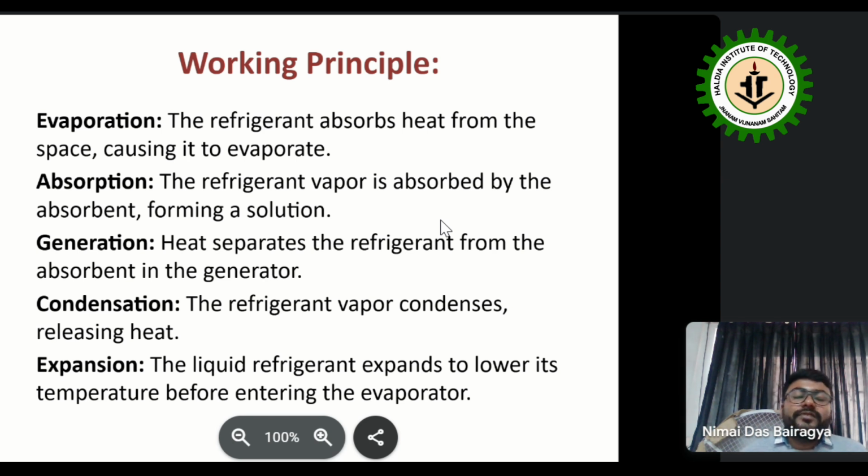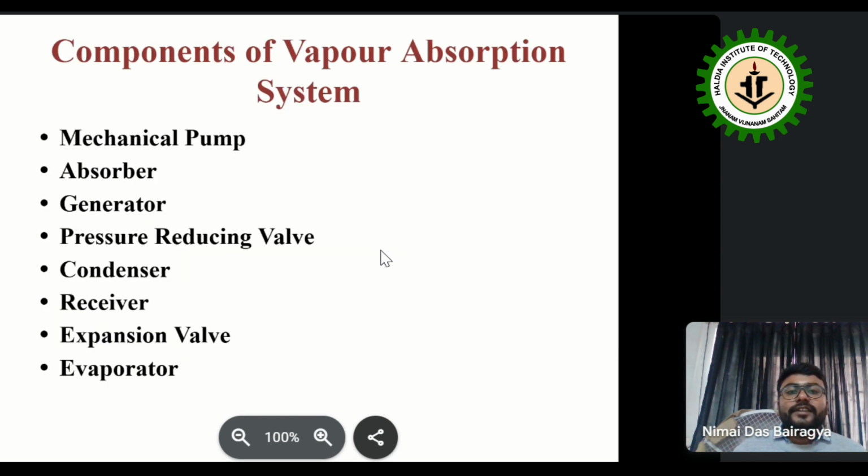Next, expansion. An expansion valve is used here. By the sudden opening of this expansion valve, the high pressure liquid refrigerant is turned into a low pressure chilled liquid. So this is the basic working principle of the expansion valve. So come to the next slide.